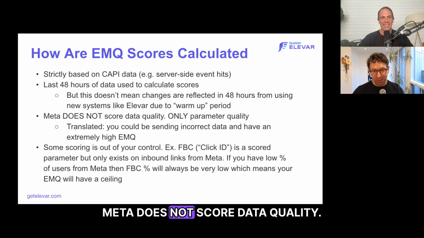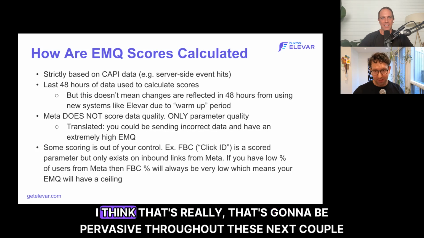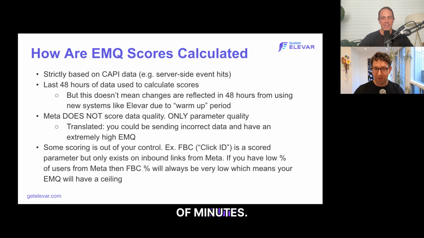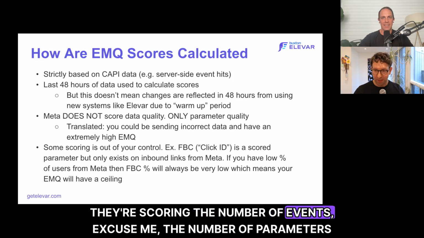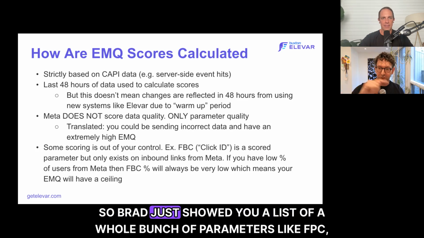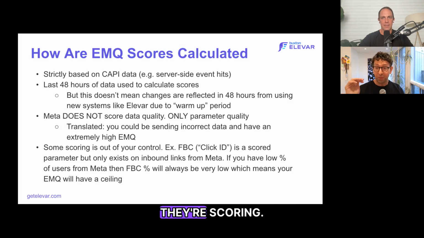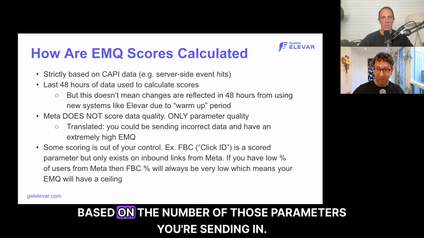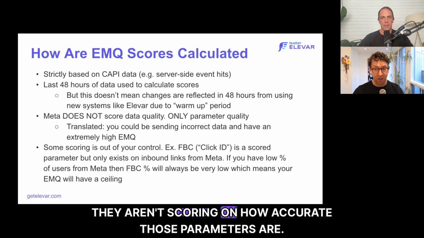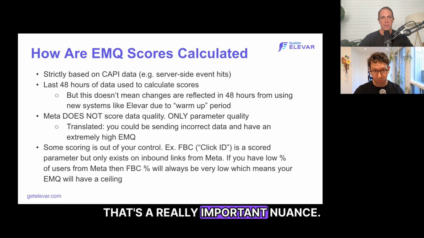Meta does not score data quality. I think that's going to be pervasive throughout these next couple minutes. They're scoring the number of parameters you're sending with each event. So Brad just showed you a list of a whole bunch of parameters like FBC and phone number and email and all that good stuff. They're scoring based on the number of those parameters you're sending in. They aren't scoring on how accurate those parameters are. That's a really important nuance.